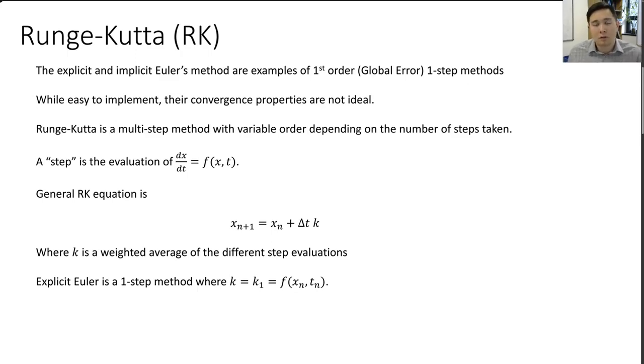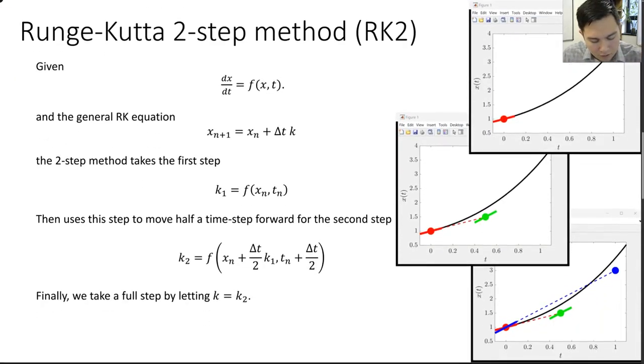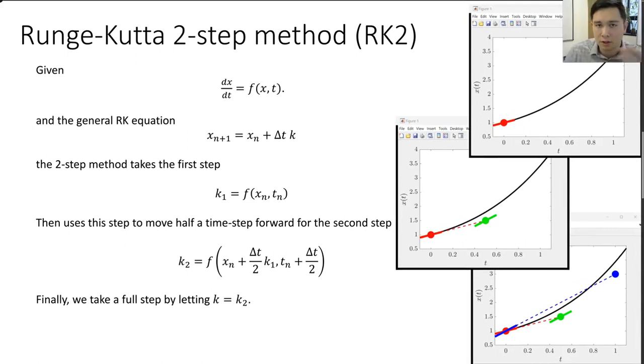For the explicit Euler, if we simply say that our slope approximation k1 is equal to the function evaluated at state xn and time tn, and set our slope k to that k1 value, that would be an example of a Runge-Kutta one-step method. But we want to think about what happens if we want to take multiple steps to improve the accuracy of the approach. So we're going to discuss first the two-step method. So given an ODE, dx dt is equal to f of x and t, the general RK equation is xn plus 1 is equal to xn plus delta t times k.